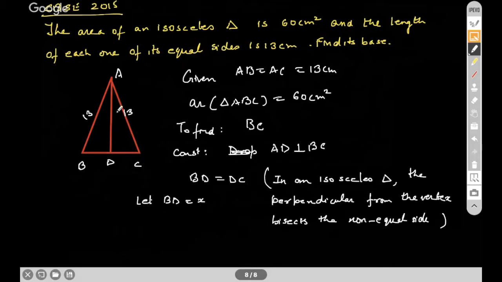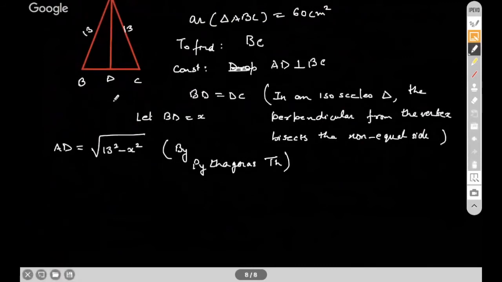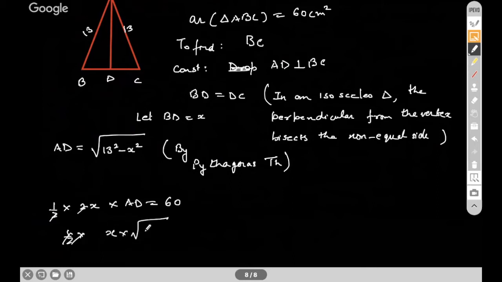Now, if BD is equal to x, then AD is equal to under root 13 square minus x square. You write the reason by Pythagoras theorem. Now, what do we now do? So, area of triangle, half into base into height, that is half into 2x into AD will be equal to 60. That is what is given. So half into 2x, I can just cancel this 2 off. So x into AD, what is AD? Under root 13 square minus x square is equal to 60.